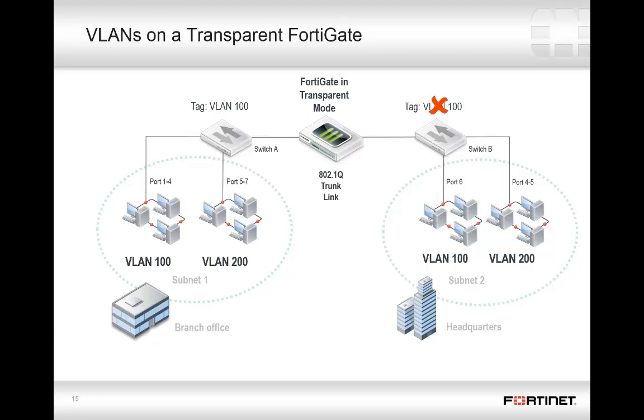In between switch A and switch B, you have a transparent FortiGate. It has interfaces with VLAN 100 and firewall policies to allow the traffic. This network was set up prior to deploying a FortiGate. So FortiGate has been deployed transparently to avoid the need for changes to the network. Once traffic reaches switch B, it removes the VLAN tag and delivers it to the destination computer.